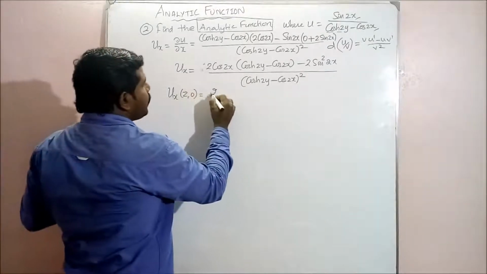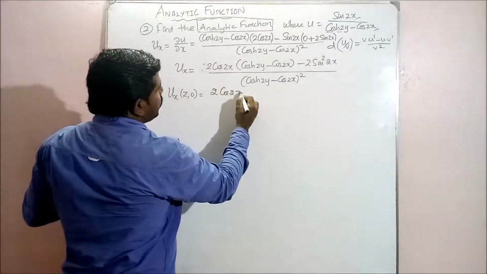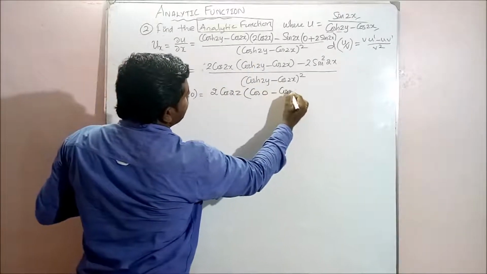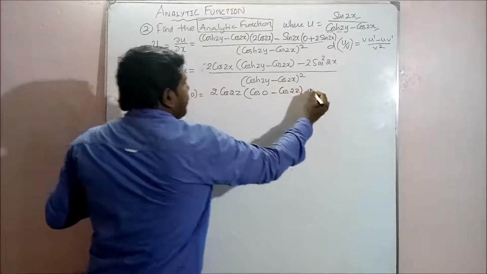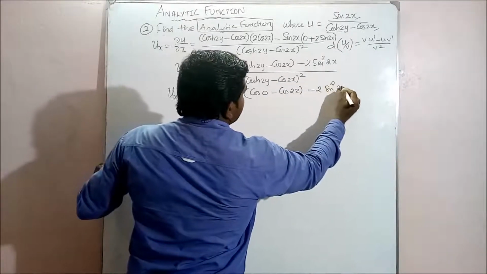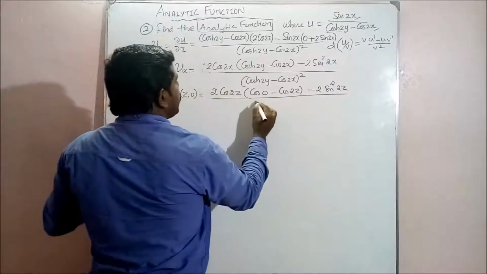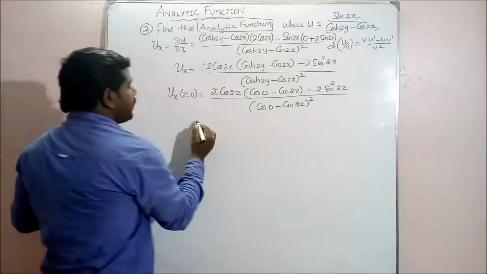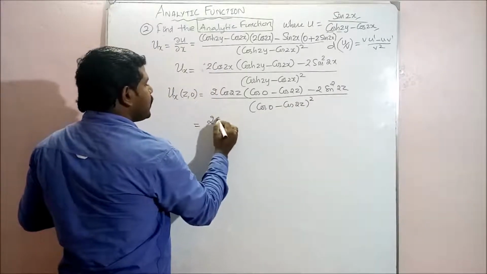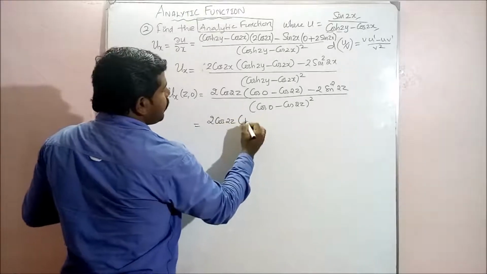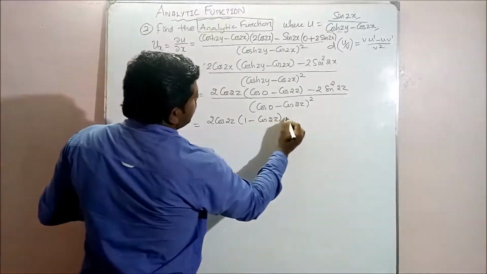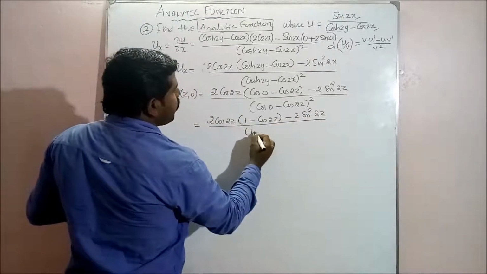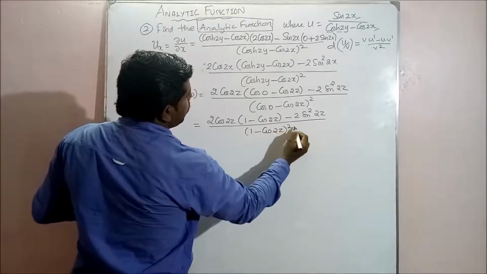So what we get: 2 into cos 2z into cos 0 (putting 0 in the place of y) minus cos 2z, minus 2 sin square 2z, divided by cos 0 minus cos 2z the whole square. That is equal to 2 cos 2z into cos 0 value 1 minus cos 2z, minus 2 sin square 2z, divided by 1 minus cos 2z the whole square.